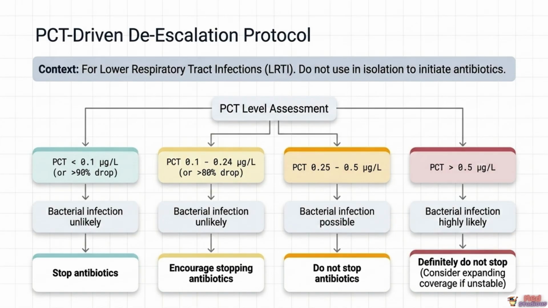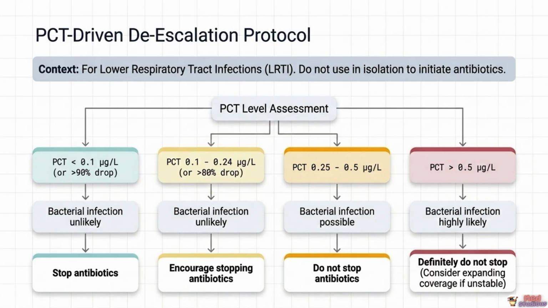If PCT is between 0.25 and 0.5 micrograms per liter, bacterial infection is possible. Do not stop antibiotics yet. Reassess the next day. If PCT exceeds 0.5 micrograms per liter, bacterial infection is highly likely. Definitely do not stop antibiotics. And if the patient is hemodynamically unstable, actively consider broadening antimicrobial coverage. This protocol has been shown in multiple randomized controlled trials to reduce antibiotic exposure by 25 to 40% without increasing mortality.